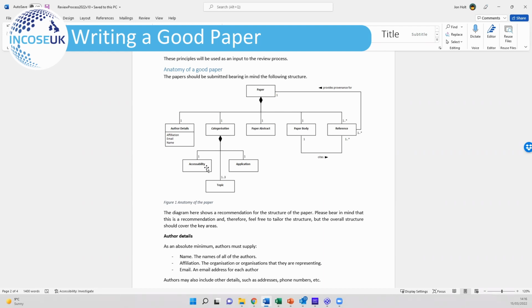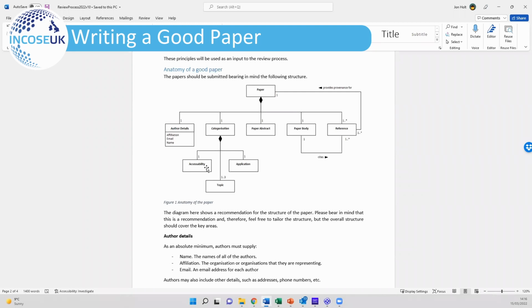And again, that's important because it can make a difference to the reviewer, but also if your paper is accepted, this is how we're going to road sign it in terms of the conference. Okay. And also the application itself. So what is it actually being applied to?